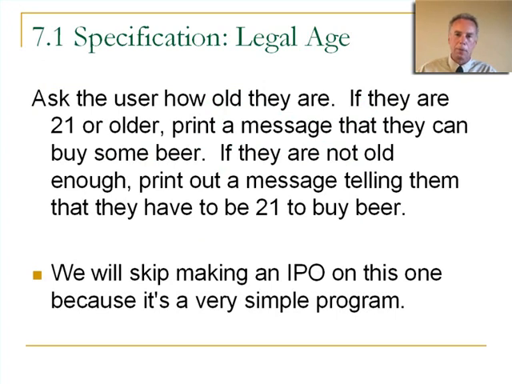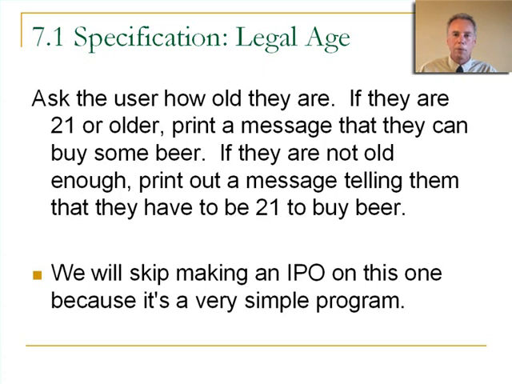So here's our first problem statement. It's just for fun and it's very small. We're not even going to make an input process output diagram for this. So we're going to write a program that will do the following. Ask the user how old they are. And then the user will type their age. And if they are 21 or older, print a message that they can buy some beer. If they're not old enough, print a message telling them that they have to be 21 to buy beer. So we're going to write an if statement that compares their age to the number 21 using relational operators.